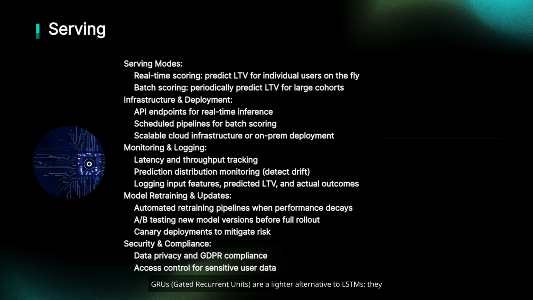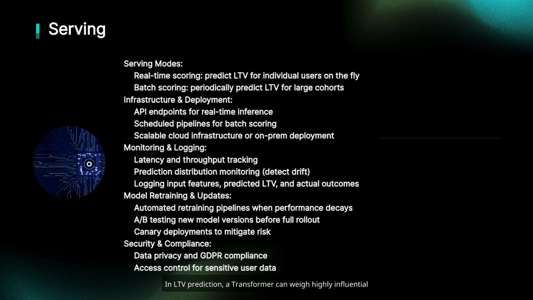GRUs, gated recurrent units, are a lighter alternative to LSTMs. They combine input and forget gates into a single update gate, reducing computational cost while maintaining good performance on shorter sequences. Transformers offer a more powerful approach for sequential modeling. Using self-attention, they compute relationships between all events in a sequence simultaneously rather than sequentially like RNNs. This allows transformers to capture long-range dependencies efficiently.